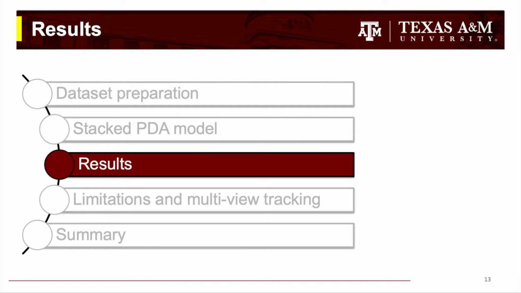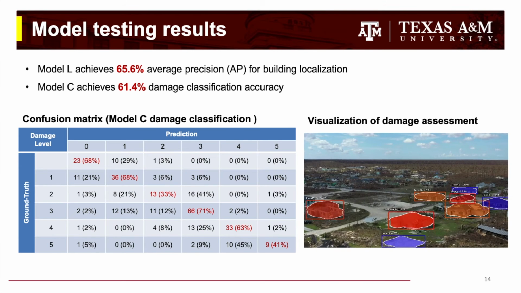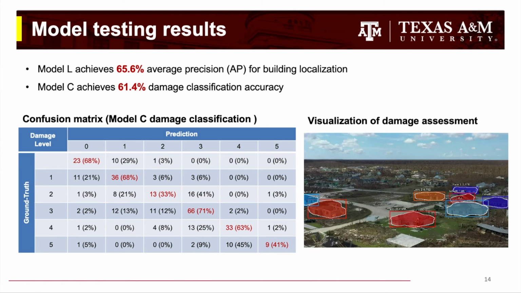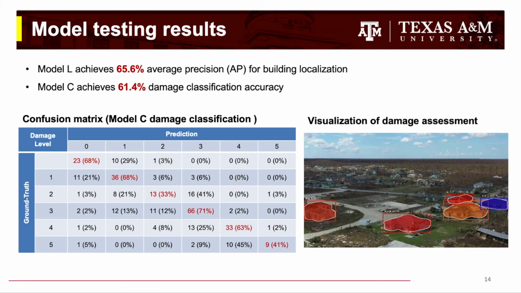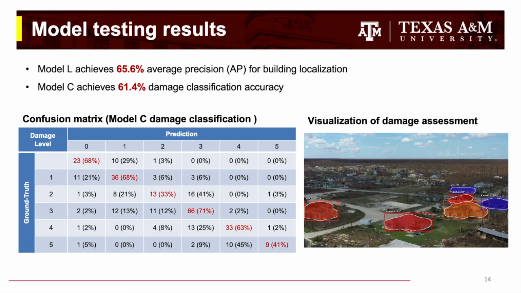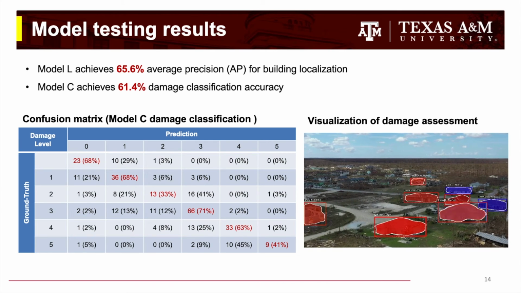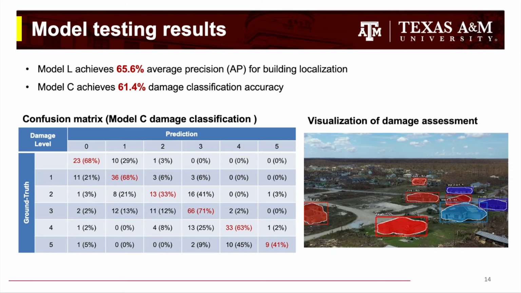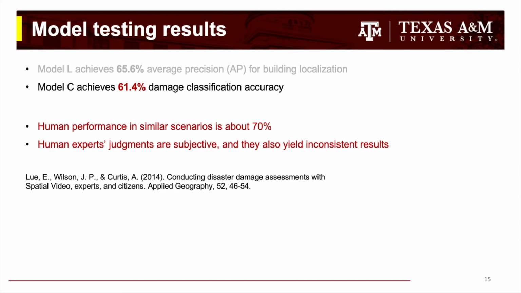So let's move on to the evaluation result of the trained AI models. Model L was evaluated to achieve 65.6 AP for the building localization. The table presents the confusion matrix of the Model C, the damage classification model. Overall, Model C achieves 61.4 accuracy.